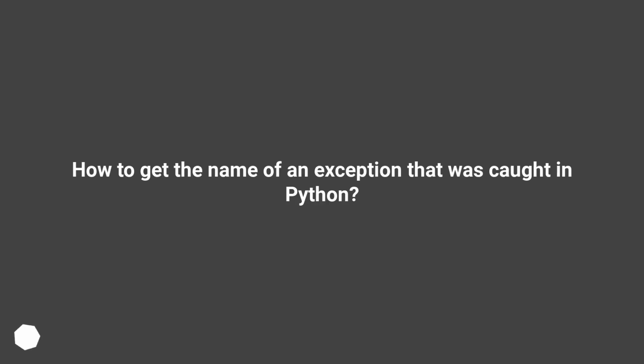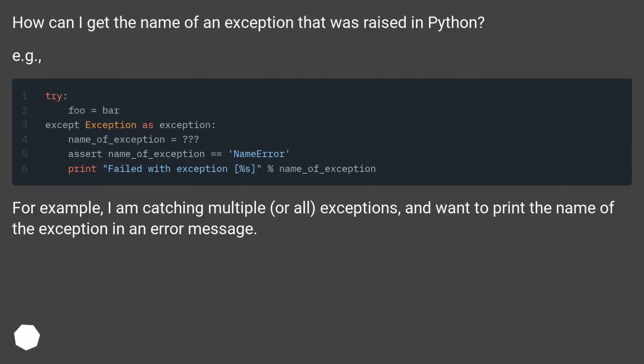How to get the name of an exception that was caught in Python. How can I get the name of an exception that was raised in Python? For example, I am catching multiple, or all, exceptions, and want to print the name of the exception in an error message.